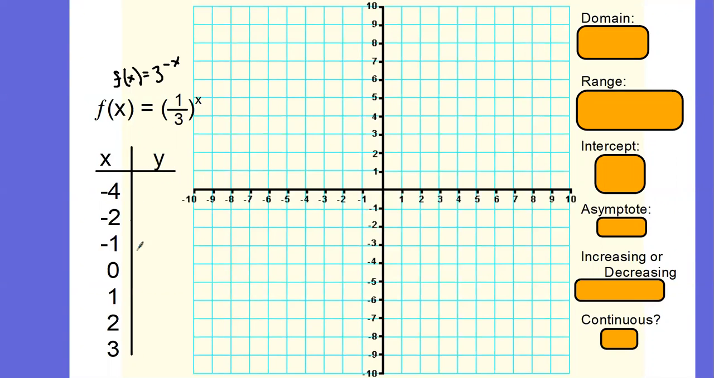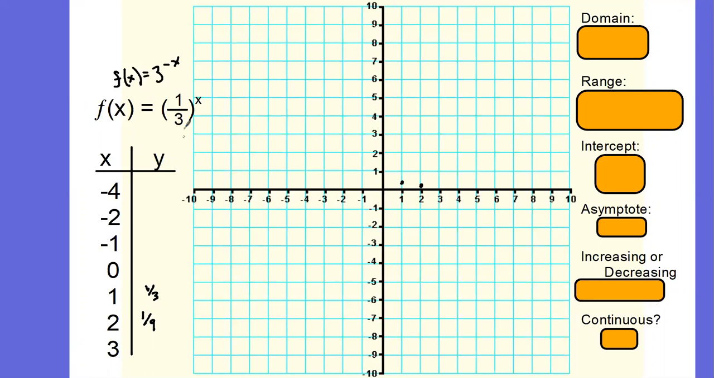We'll start with the easiest ones with 1. 1/3 to the first power would be 1/3. 3 to the negative first power is still 1/3. So I'm going to go right 1, up 1/3, about right there. With an input of 2, 1/3 to the second power, 1/3 times 1/3 would be a ninth. That's exactly what I get if I plug 2 into this. 3 to the negative second power is still a ninth. So here I am about right there.